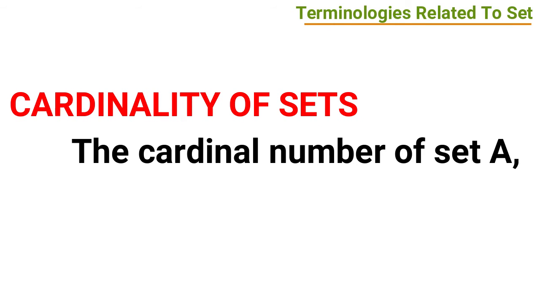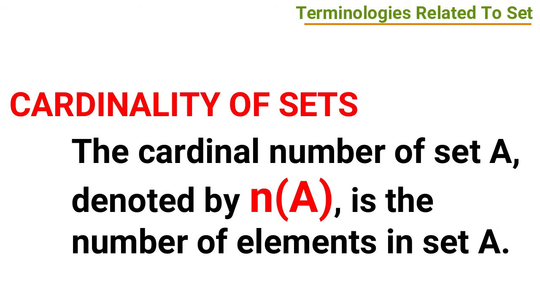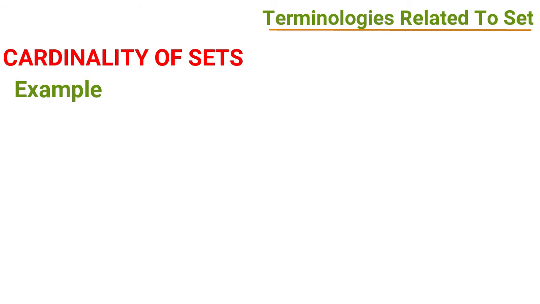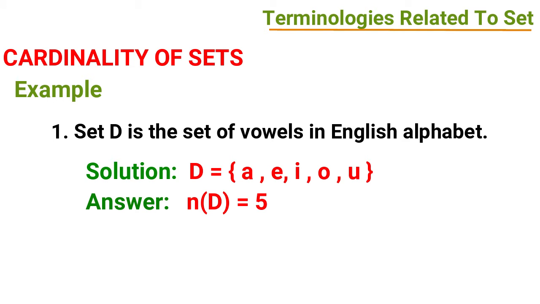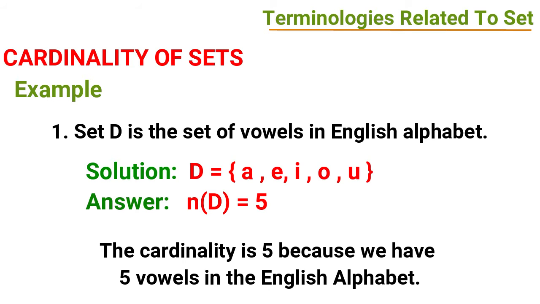Another term related to sets is the cardinality of sets. The cardinal number of set A, denoted by n(A), is the number of elements in set A. In example 1, set D is a set of vowels in the English alphabet. The cardinality is 5 because we have 5 vowels in the English alphabet, namely A, E, I, O, U.